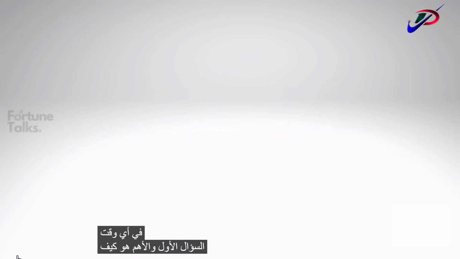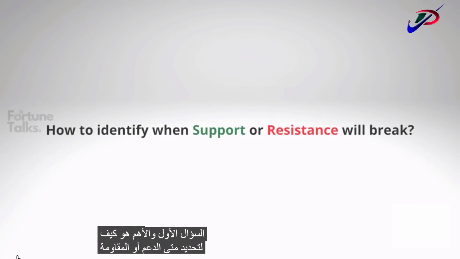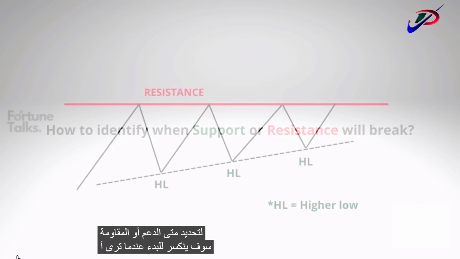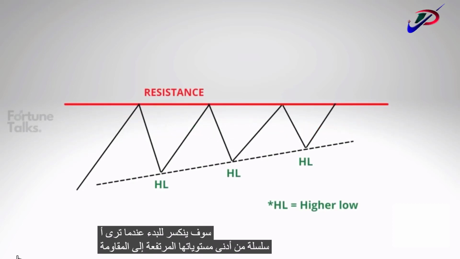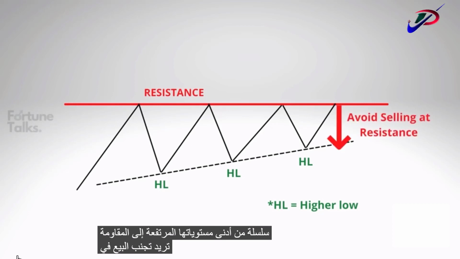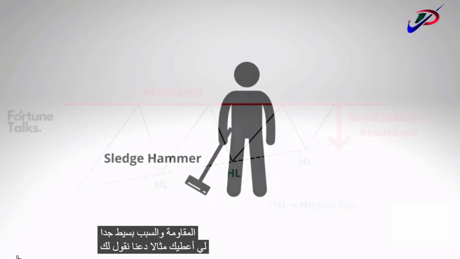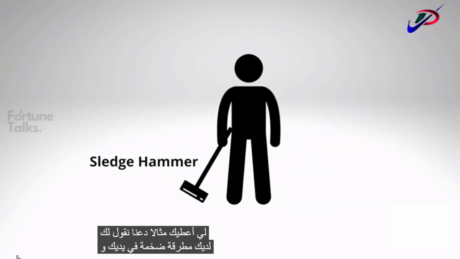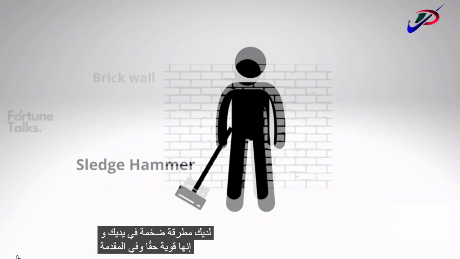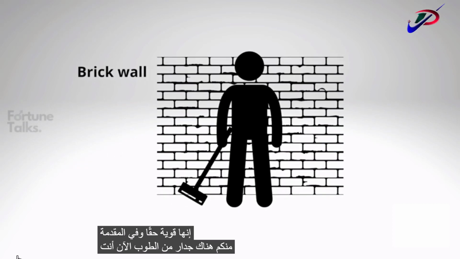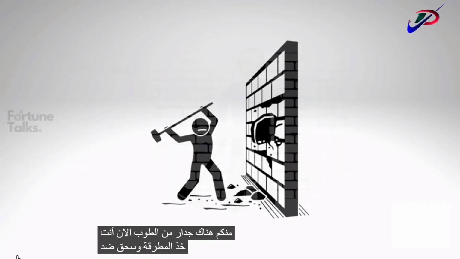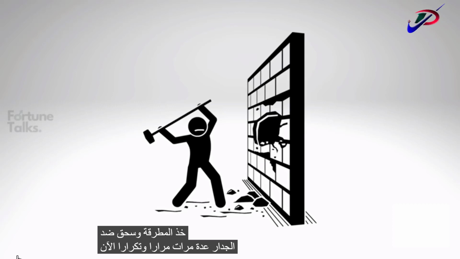The first and foremost question is how to identify when a support or resistance will break. To get started, when you see a series of higher lows into a resistance, you want to avoid selling at the resistance. The reason is very simple. Let me give you an example. Let's say you have a huge hammer in your hands and it's really powerful. And right in front of you, there is a brick wall. Now you take the hammer and smash against the wall many times over and over again.